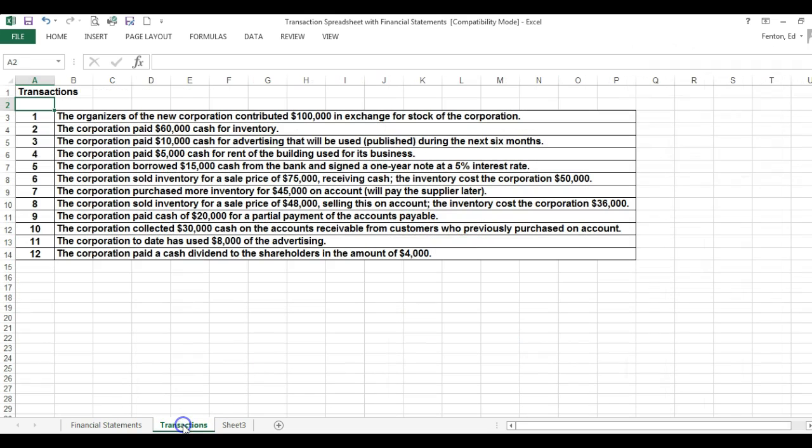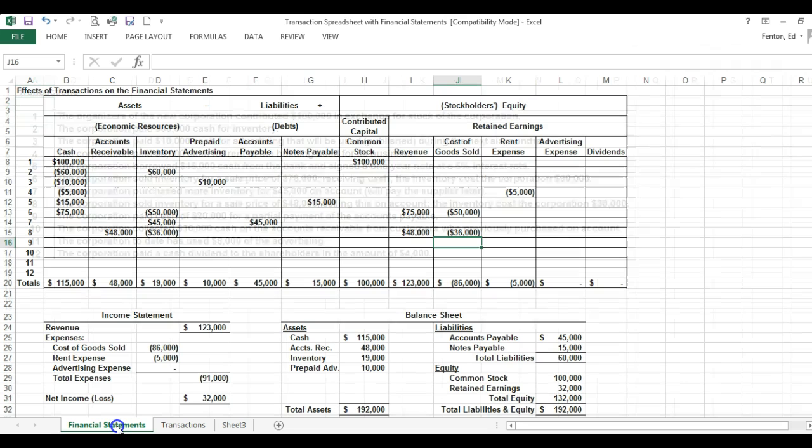In the 9th transaction, the corporation paid cash of $20,000 for a partial payment of the accounts payable. We owe $45,000 in accounts payable. We're paying part of this off, $20,000. So let's reduce accounts payable $20,000. That cost us some cash. So cash went out the door, $20,000. That individual transaction did not impact the income statement, but it did, of course, impact the balance sheet.